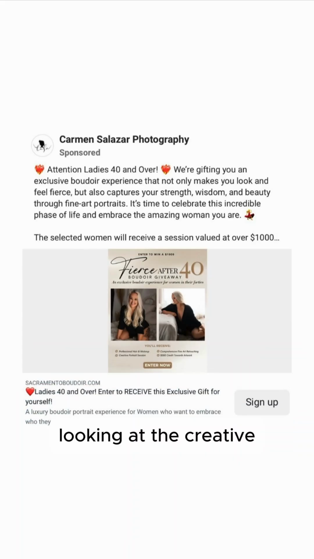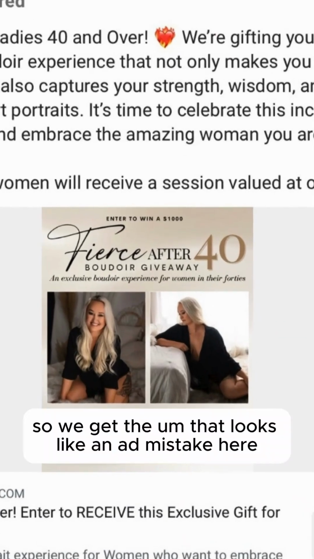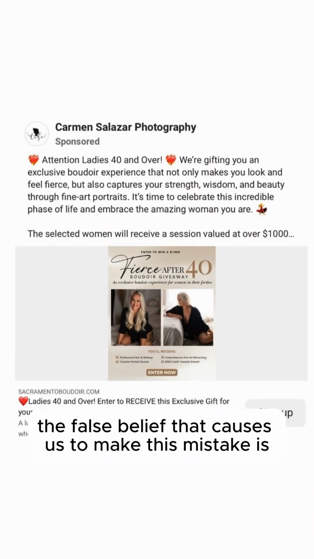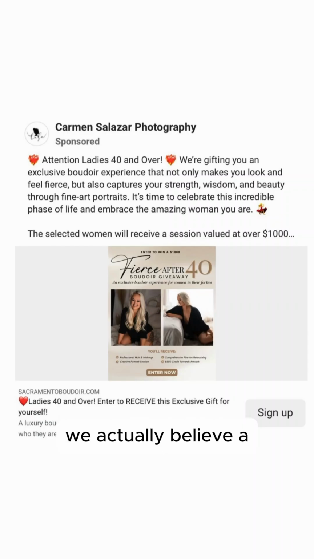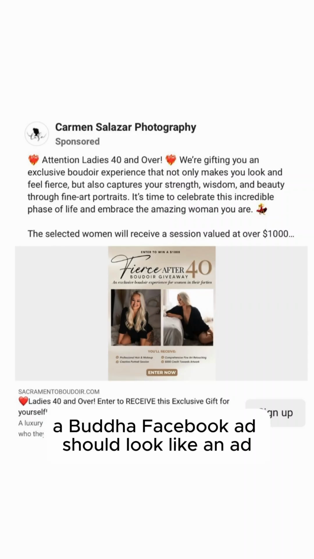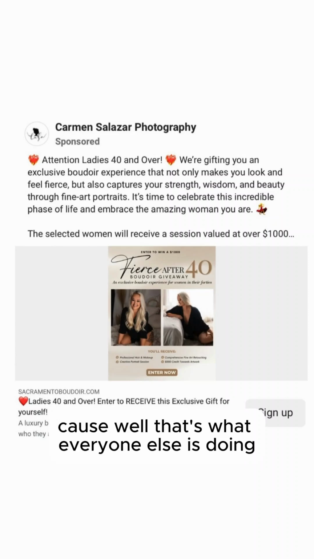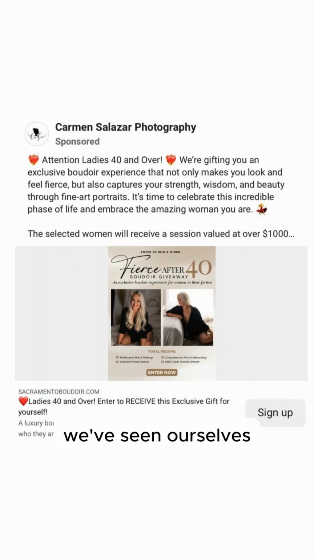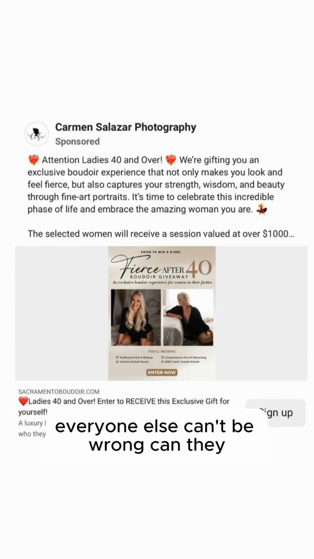Next, looking at the creative. All right, so we get the looks like an ad mistake here. So the false belief that caused us to make this mistake is we actually believe a boudoir Facebook ad should look like an ad because, well, that's what everyone else is doing. That's all the boudoir Facebook ads we've seen ourselves, that it should look like an ad because that's how everyone else can't be wrong, can they?